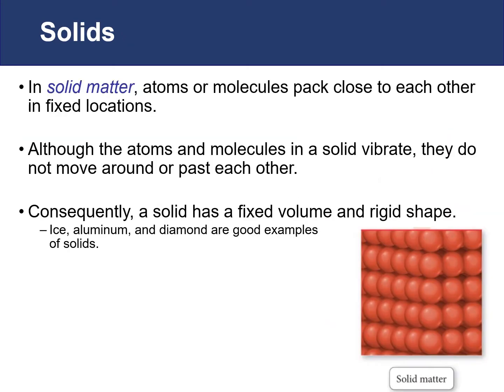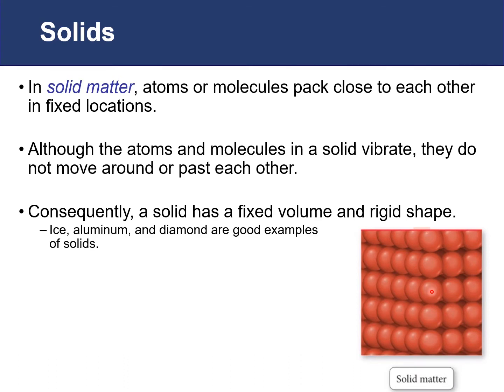We will now go through our three primary states of matter in greater detail. For solids, in solid matter, atoms or molecules are packed close to each other in fixed locations. The molecules themselves are able to shift back and forth a little bit, but they do not slide past each other. So although the atoms and molecules in a solid vibrate, they do not move around. They are held closely together via strong intermolecular forces.